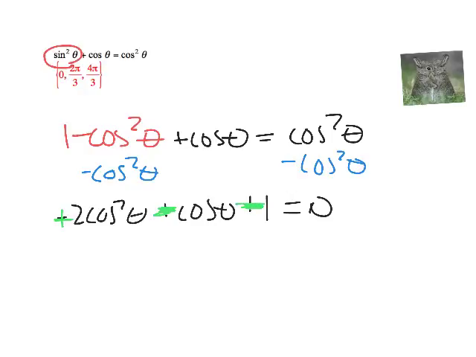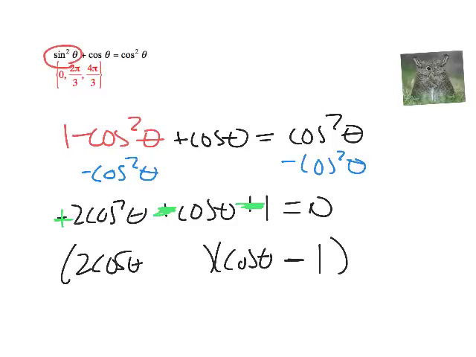So when I go to factor this, I need a 2 cosine there and a cosine there. So first times first is 2 cosine squared. I will need a negative 1 and a positive 1. The reason being, outer negative 2, positive 1 gives me a negative 1. Negative 2, positive 1 gives me a negative 1. So that's my factoring, and that equals a 0.